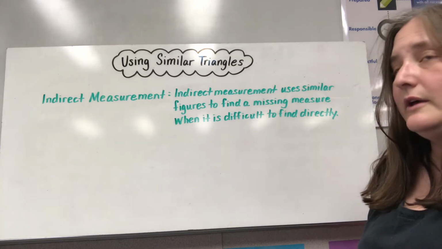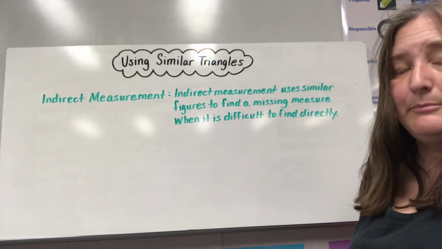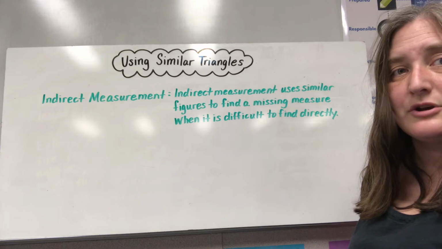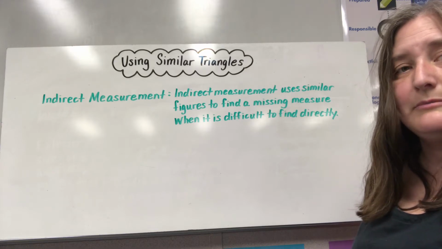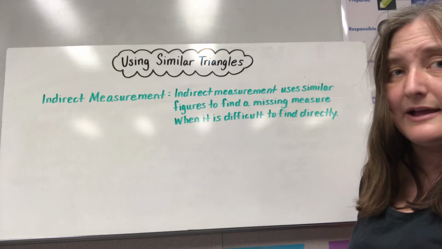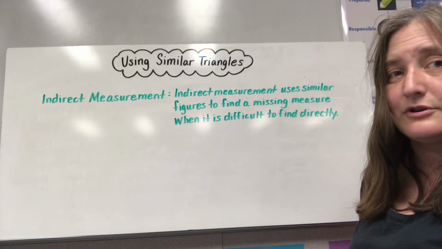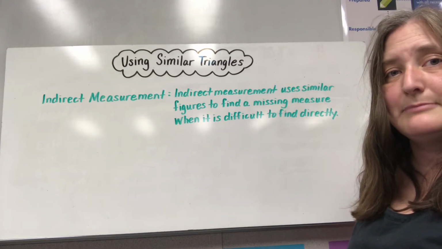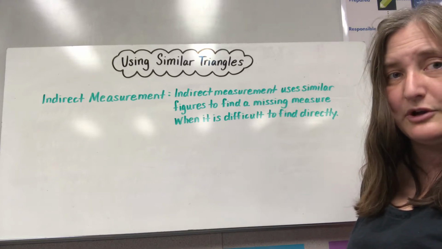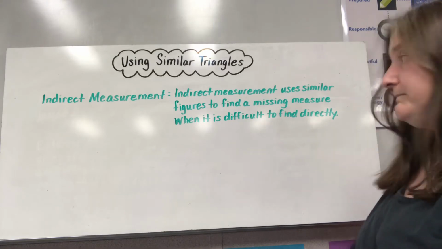measurement. So say you're trying to find the height of a building and it's not easy to measure how tall a building is. Or you're trying to measure the distance across a lake and it's not very easy to measure across the lake. You might use this method of indirect measurement, and we're going to explore this in this video.